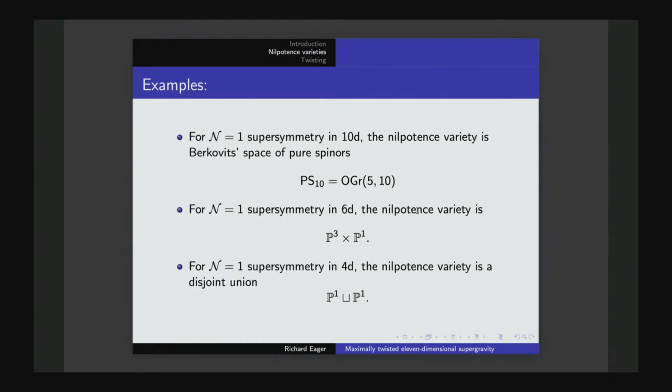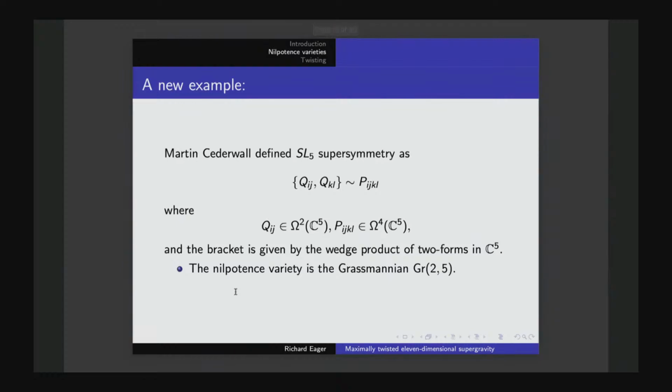So again, these are minimal supersymmetries, so they're just spaces of what we call Berkovits pure spinors. So here the nilpotence variety would be P3 times P1. And in 4D, the nilpotence variety is a disjoint union of two P1s. So a new example was actually defined in Martin's talk.